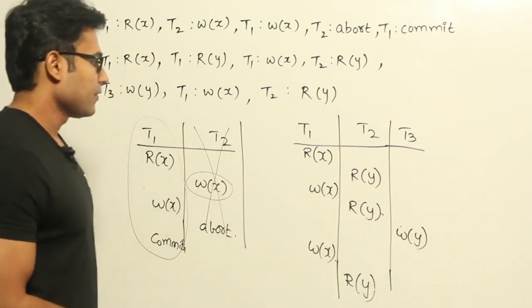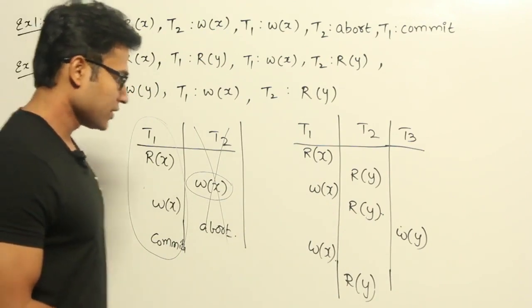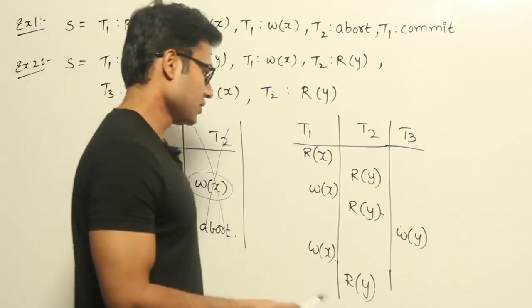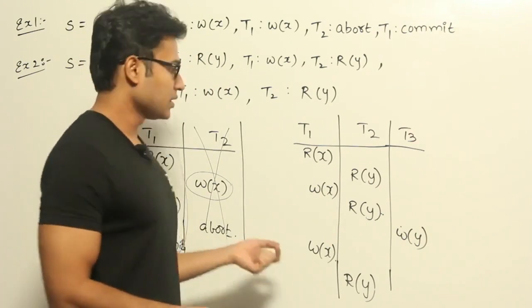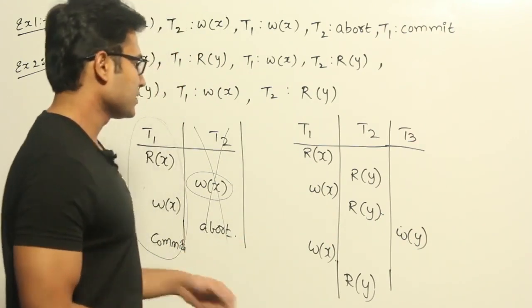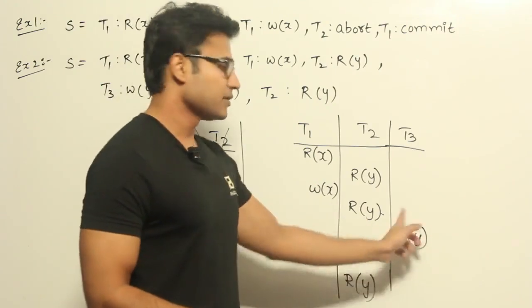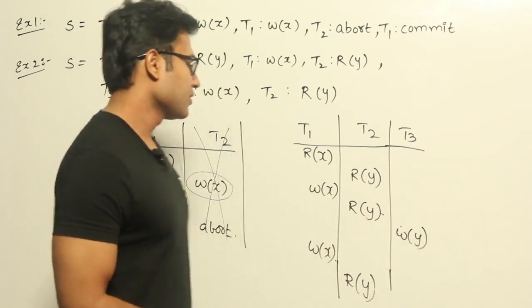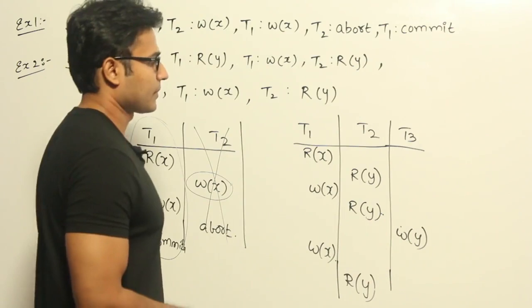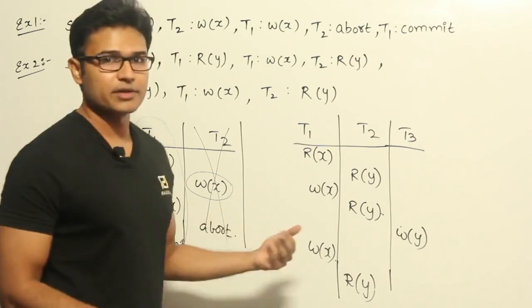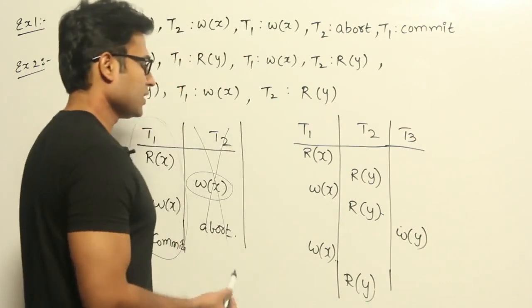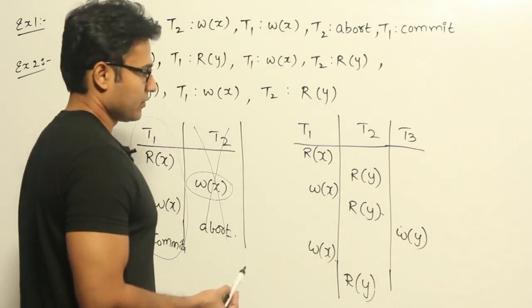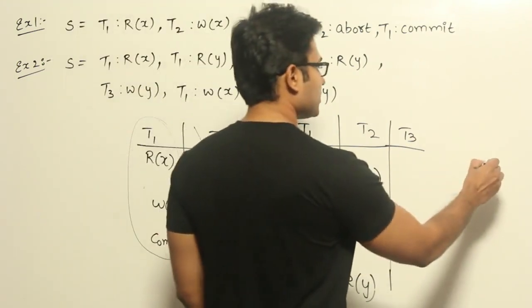Right, now since it is not a conflict serializable schedule, can I declare that it is not view serializable? No, I need to test further. The next test is, are there any blind writes? Yes, there is a blind write here. Since there is a blind write here, we have to test further. Right, so what is the next test? View serializability. So we have to test for view serializability by using polygraph. So let me draw the polygraph for this.